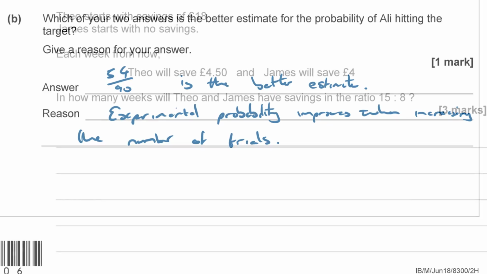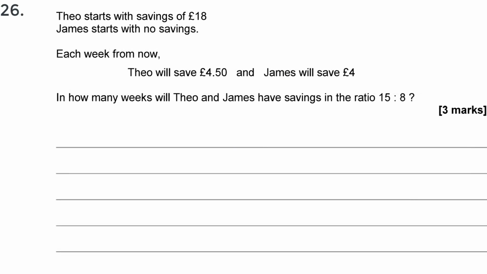Okay. Theo starts with savings of £18 and James starts with no savings. Each week from now, Theo will save £4.50 and James will save £4. Okay. In how many weeks will Theo and James have savings in the ratio of 15 to 8? Ooh, that's not very nice. Theo starts with savings of £18.